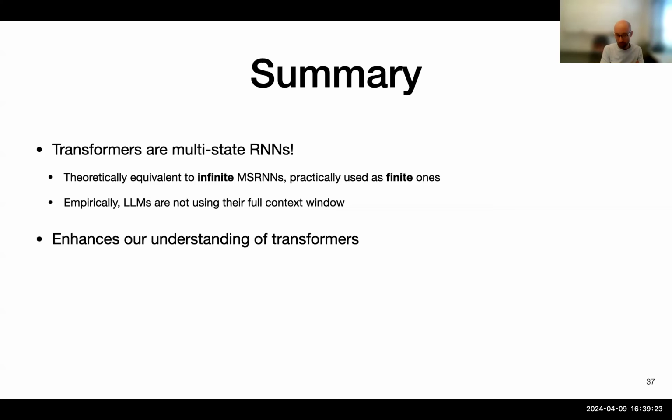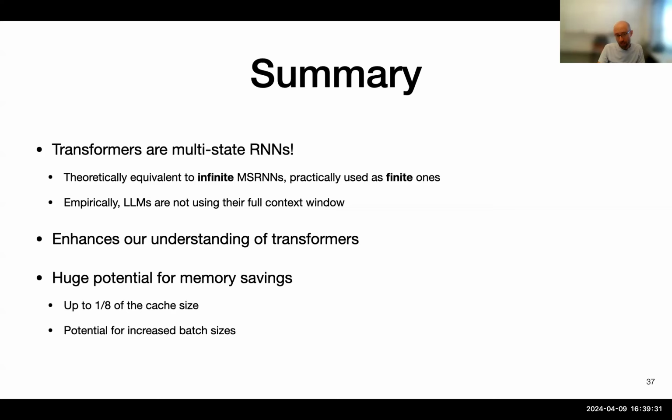They can be compressed quite substantially into a much smaller cache size, and by that, this allows us, on the one hand, to better understand transformers. Now we know they have some connection to RNNs, but also there is huge potential for memory savings, potentially saving up to 7/8 or 87% of the cache size. And you can either use it to save memory or to run a larger batch size, which makes your model run faster on multiple examples.